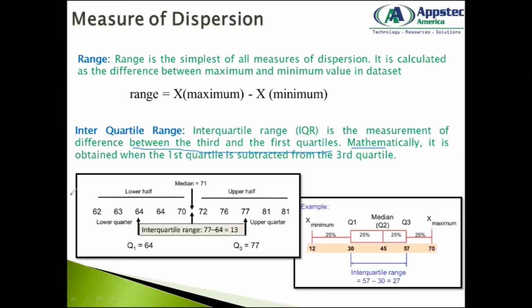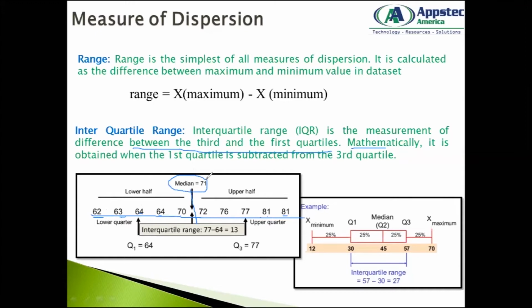So what is a quartile? In statistics, a quartile describes a division of an observation into 4 defined intervals based on the values and how they compare to the entire set of observations. Let's say I have data: 62, 63, 64, 64, 70, 72, 76, 77, 81, 81. When I calculate the median, I use n plus 1 divided by 2, so my median will fall somewhere here. My median value of this scale is 71.